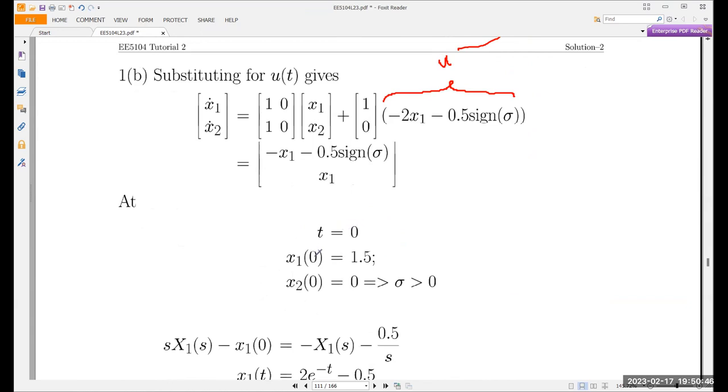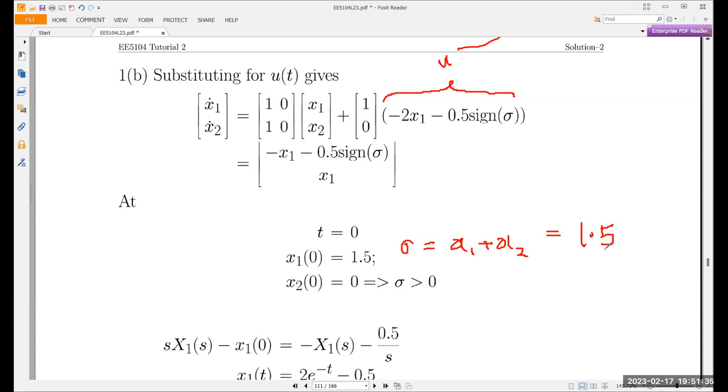Then at t equal to 0, x1 is 1.5, x2 is 0. So that means in this simple example, p1 is given in the question as 1, p2 is 1. So your sigma is actually, all right, when you first start, sigma will be 1.5. So if sigma is 1.5, this sign here will be 1. Which means your first equation is just x1 dot equals to minus x1 minus 0.5.